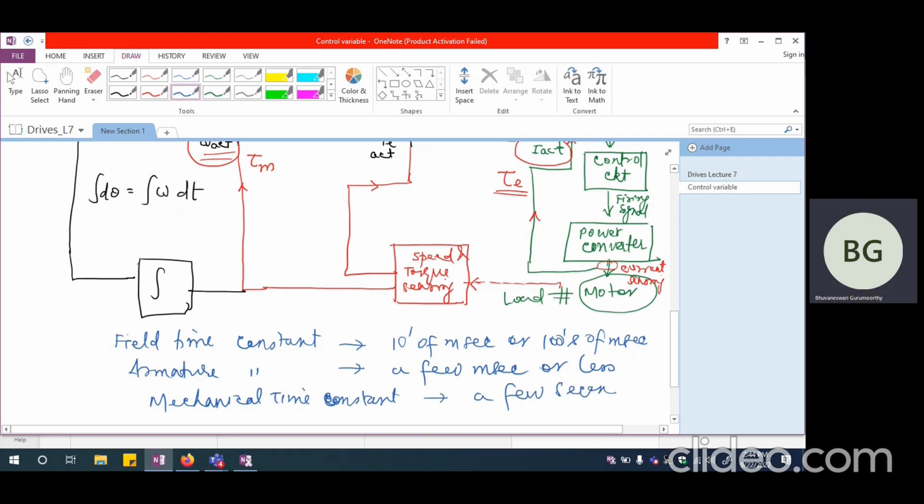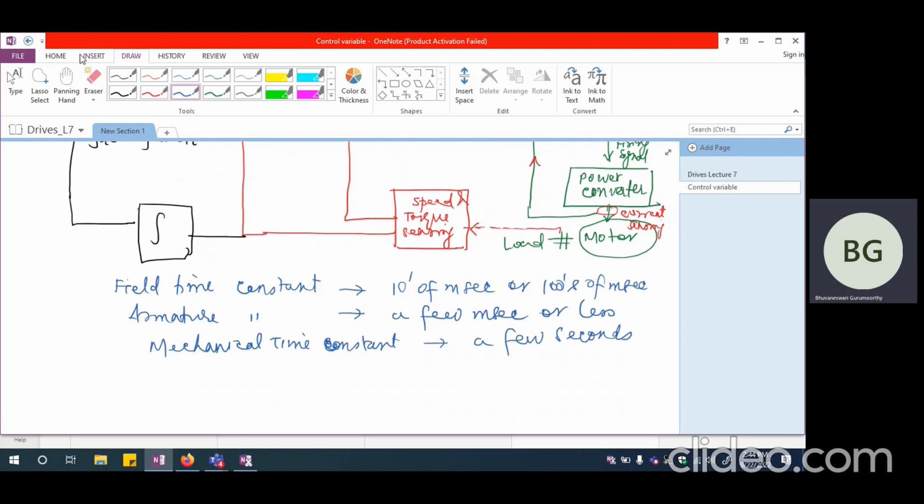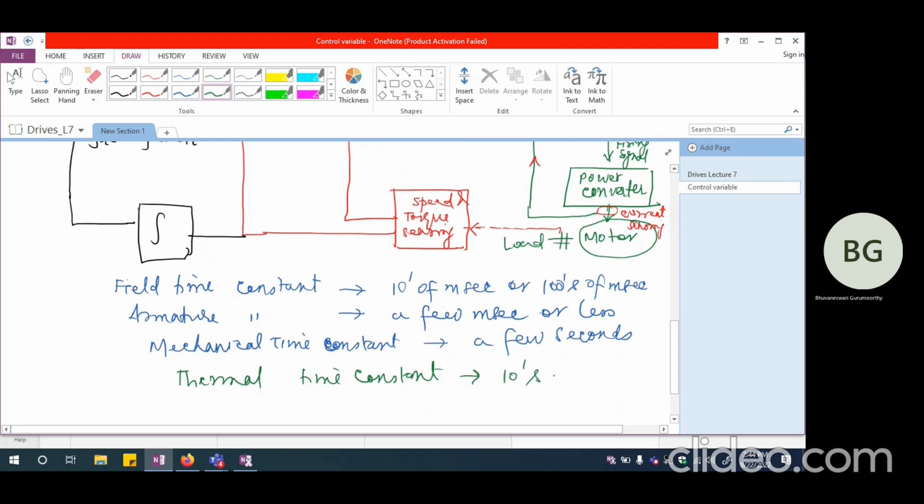Whereas if I am looking at the temperature rise of the drive scheme itself, then the thermal time constant will be of the order of tens of minutes in most of the cases. So this is going to be really, really large.